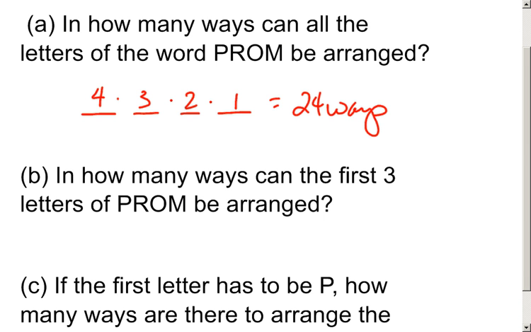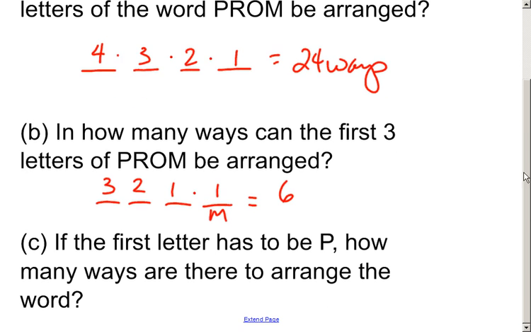How many different ways can the first three letters of the word prom be arranged? So if we do that, we've got M staying there, so that's one choice there. So we just have the first three letters. You've got three choices for the first one, two for the second, one for the last. So that takes you down to six. It's effectively the same thing as having a three-letter word.